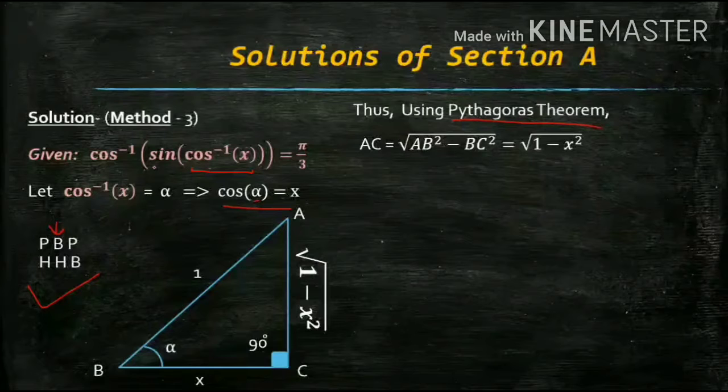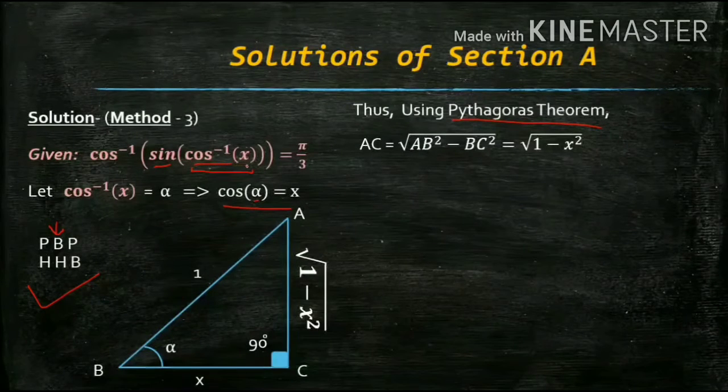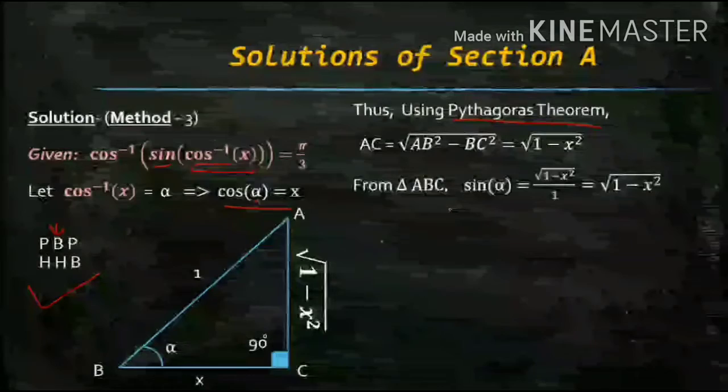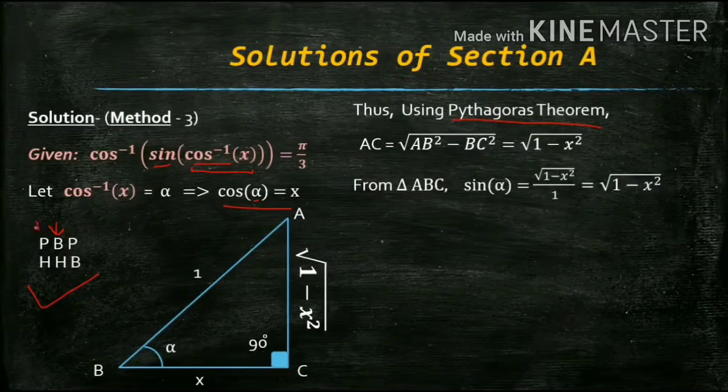Now we have outside sine, so over here we want sine inverse x. In order to find sine inverse x, we have to find sine of alpha. So from this triangle, sine of alpha is what? Using this rule, perpendicular upon hypotenuse, so square root 1 minus x square over 1, which is nothing but square root 1 minus x square.